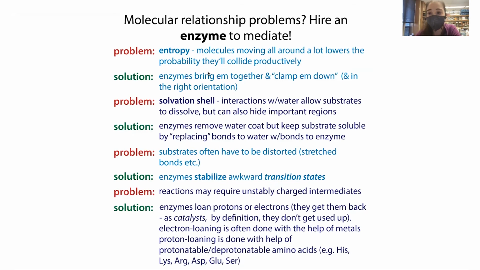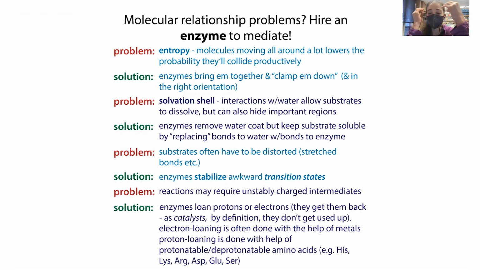helping lower the entropy. So basically entropy is like disorder or randomness. And so these molecules are moving all around and you need them to collide in the perfect way in order to react. And so the enzyme can help hold them together so that they can find each other more easily and then they're in the right position.